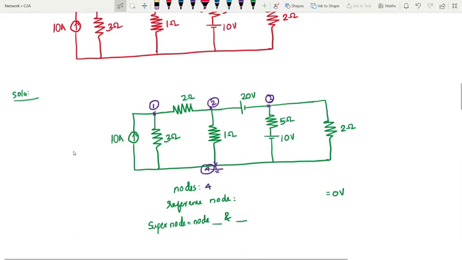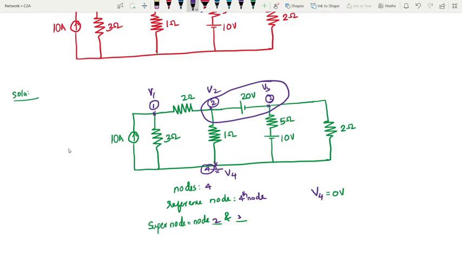Out of this, the reference node is the fourth node, so its potential V4 is equal to 0. The potential of node 1 is V1, node 2 is V2, node 3 is V3, and node 4 is V4. Here in node 1 and node 2, there is no voltage source. But between node 2 and node 3, one voltage source has come. Therefore, node 2 and node 3 constitute one super node.